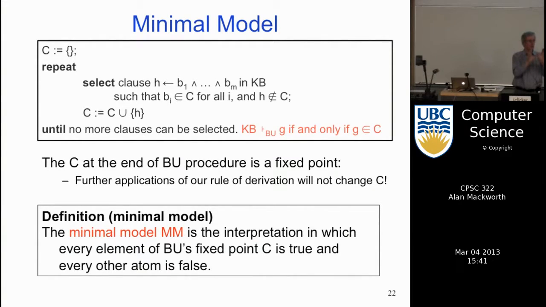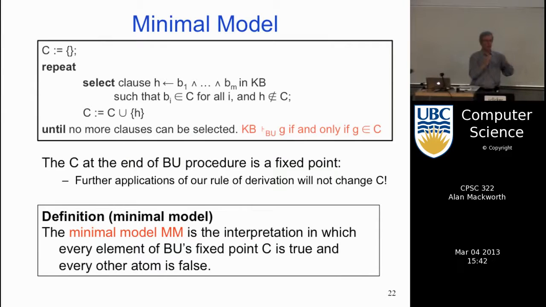Okay? Now the minimal model we'll define to be the model where all of those atoms are true and all the other atoms are false. By minimal we mean as small as possible. We want the minimum number of things to be true. And you know that the set of atoms in C has to all be true in every model. So you can't get away with making any of them false. So they're forced to be true, and let all the other atoms be false. We'll call that a minimal model, but actually we need to check that that is actually a model. Just by calling it a minimal model doesn't mean it is a model.